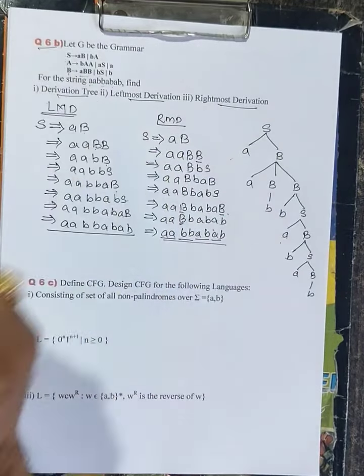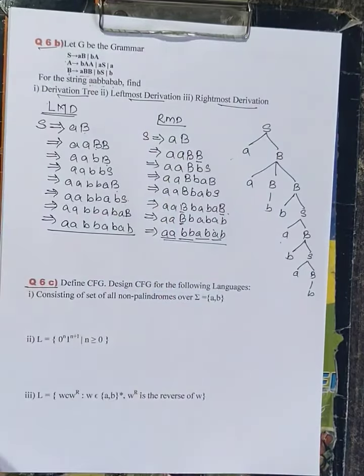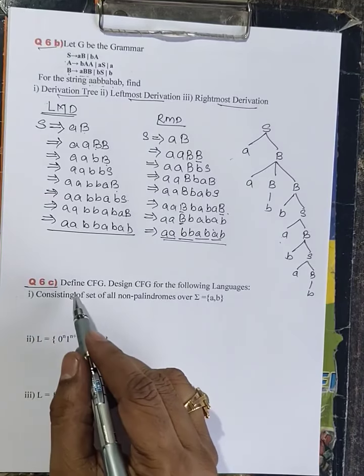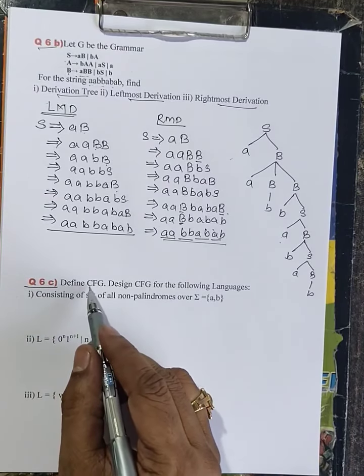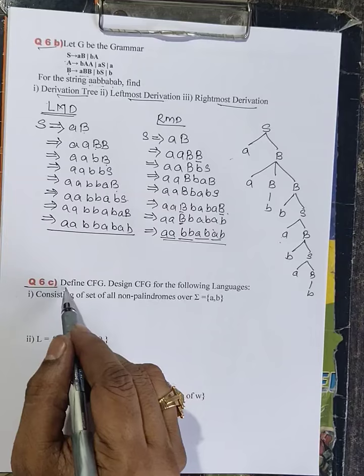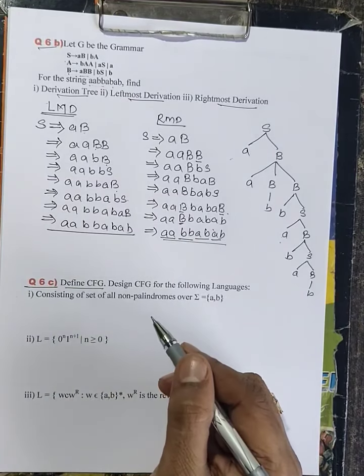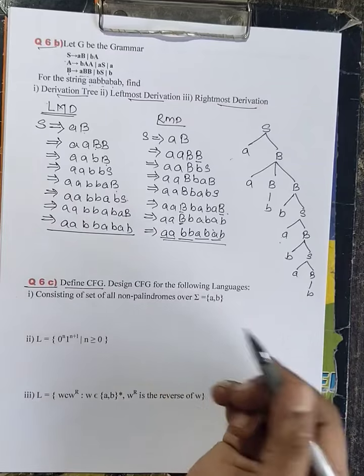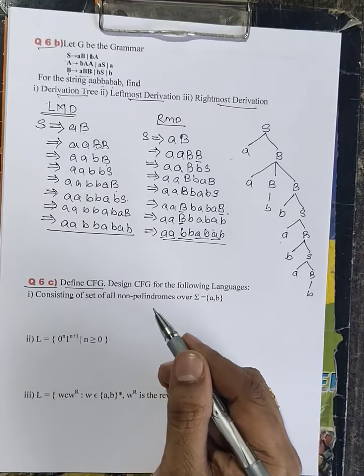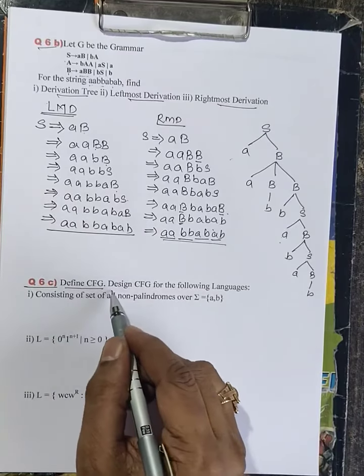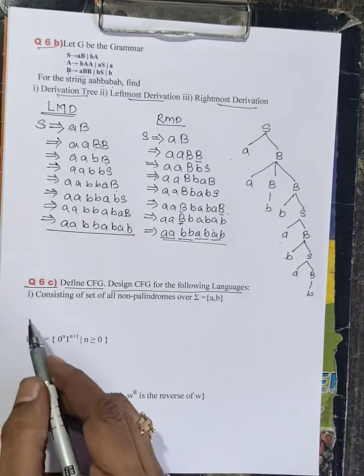This is question number 6B. Question number 6C. Define CFG. Definitions you can write. In a CFG grammar, the left hand side of the production has only one symbol. That symbol must be a variable. Such a production is called CFG. Design CFG for the language.